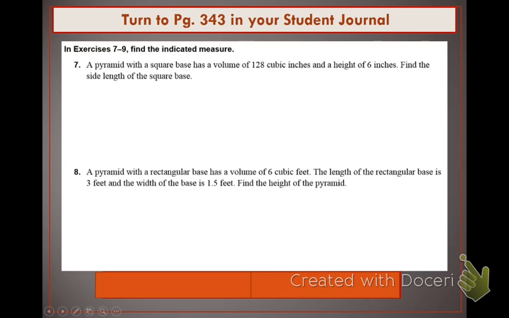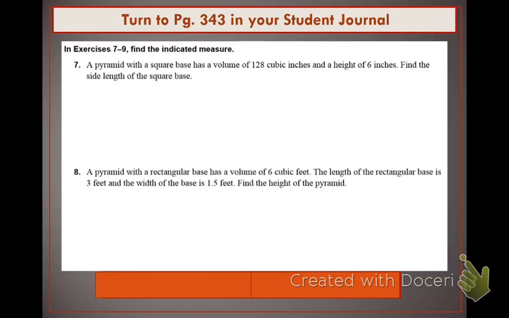All right, these are the last two that we're going to do together, and then you're going to do a problem on your own. Okay, so find the indicated measure. Whenever it says find the indicated measure, my number one hint to you is to plug in the area formula. If it's a triangle, plug in 1/2 base times the height. If it's a rectangle, plug in length times width. If it's a circle, plug in pi r squared.